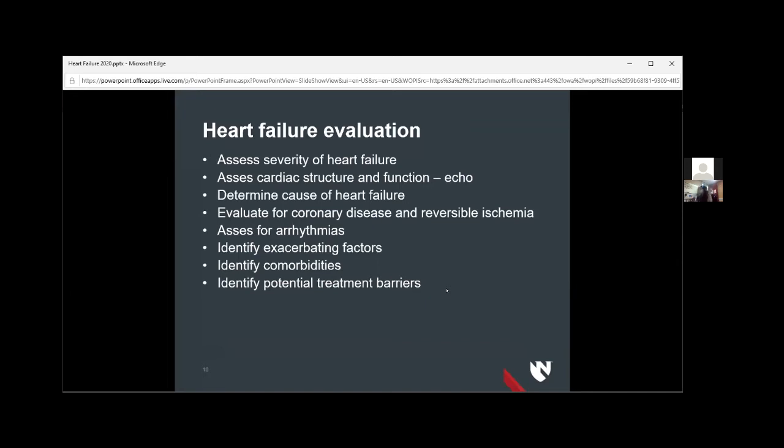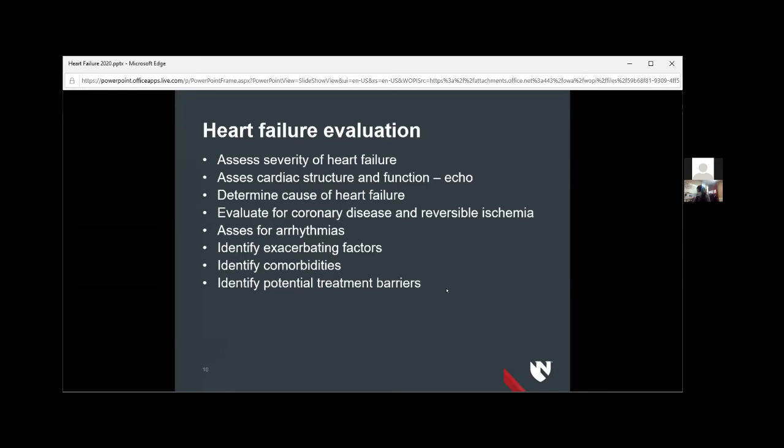Then we want to determine what the cause is for sure. If we think they have ischemia, we need to take them to the cath lab and see what can be reversed. We need to see if there are any arrhythmias that need to be treated, see if there are any exacerbating factors that we can help with, and identify comorbidities. Upwards of probably 40% of patients who have heart failure also have obstructive sleep apnea. So it's very important to treat for that, to treat high blood pressure, to treat diabetes and all these other things, because they all work together.